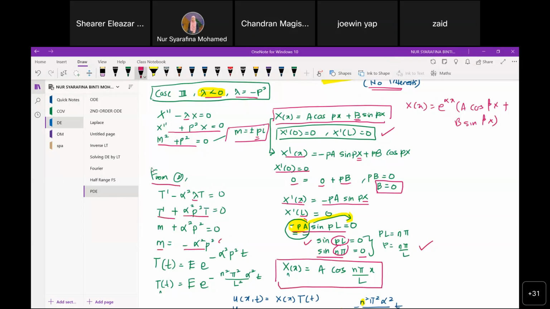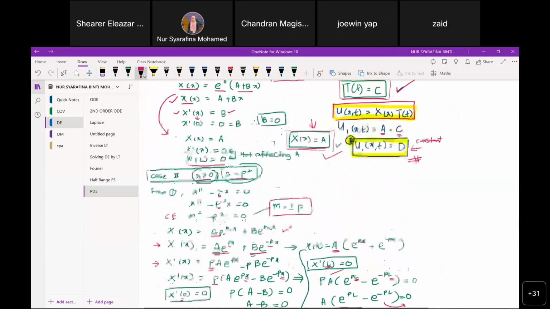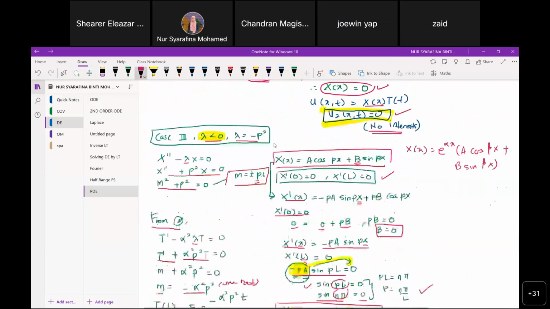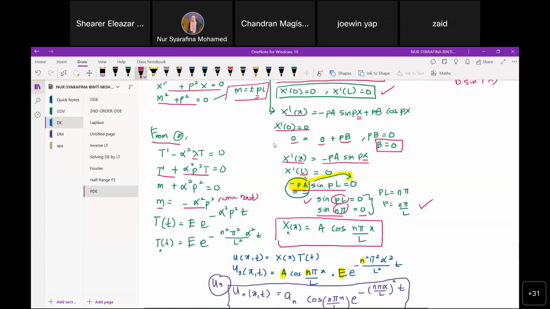So this is only one root. Remember, if you only have one root, just use the real and distinct case. Then we have here t equals to exponent mt. So m is negative alpha squared p squared and p is n pi over L. So just substitute: exponent negative n squared pi squared over L squared alpha squared t. Okay, and then this is your x, this is your t.